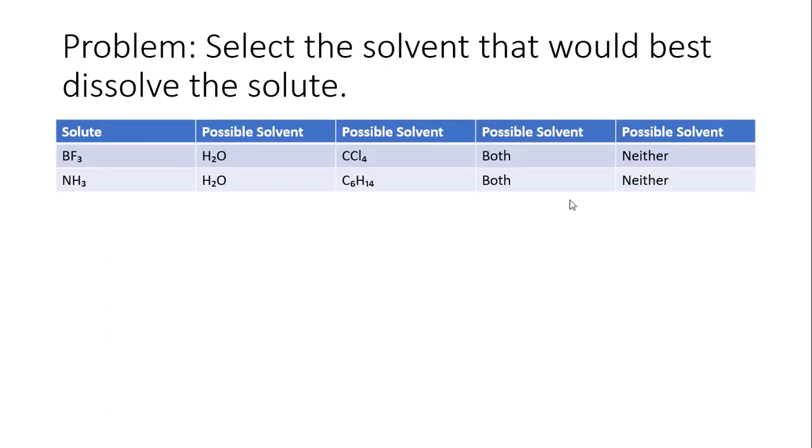We're given two possible solutes, boron trifluoride and nitrogen trihydride, or ammonia, and two possible solvents for them, and the option of both of them being good solvents or neither of them being good solvents. The two solvents given for boron trifluoride are H2O, water, and carbon tetrachloride. The two solvents given for ammonia are water again and hexane, or C6H14.